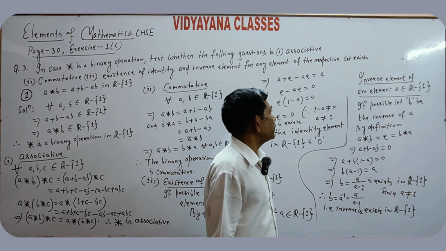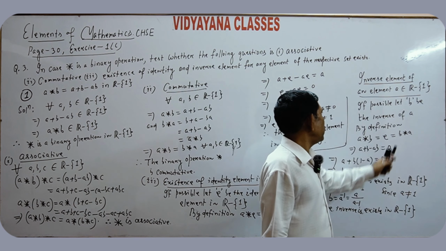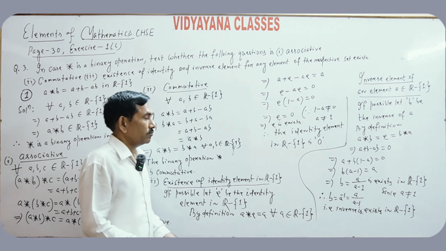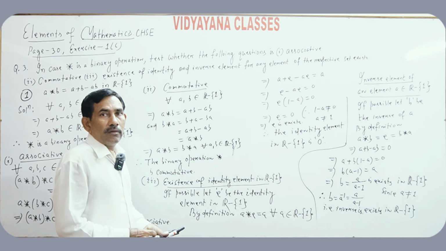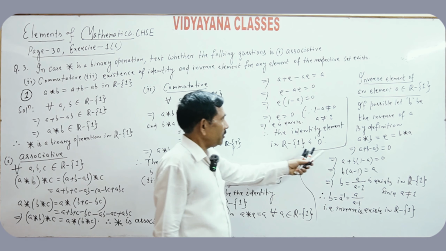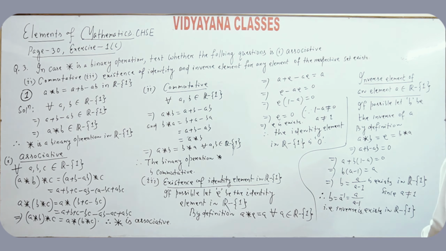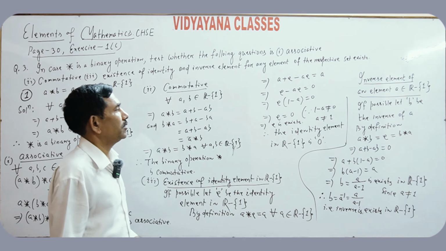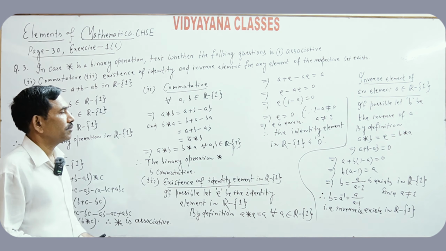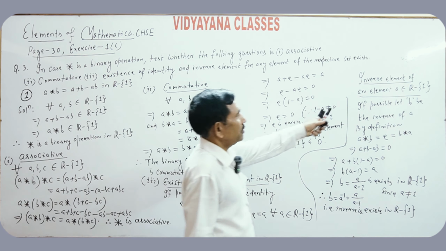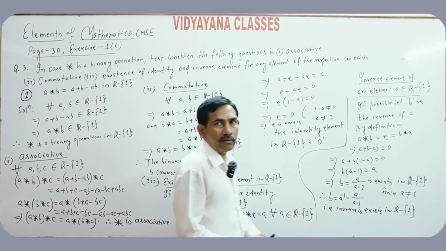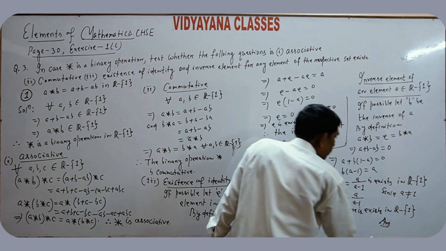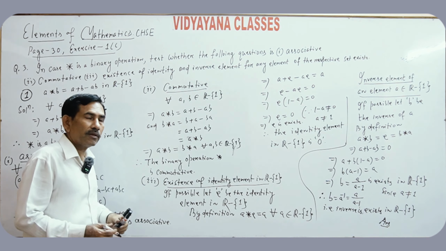A is an element in R minus set of 1. B is the inverse of A, whose value is A divided by A minus 1, where A is an element in R minus set of 1, that is, the inverse of A exists, where A belongs to R minus set of 1. Are you clear? Okay, note down.